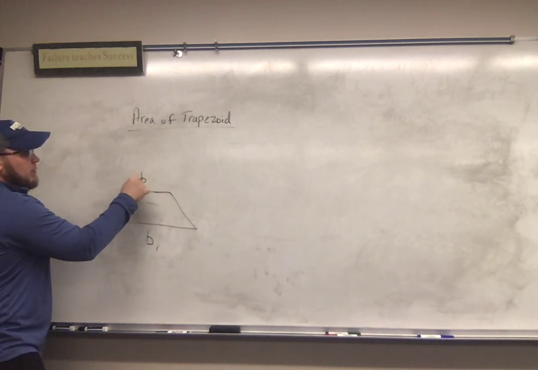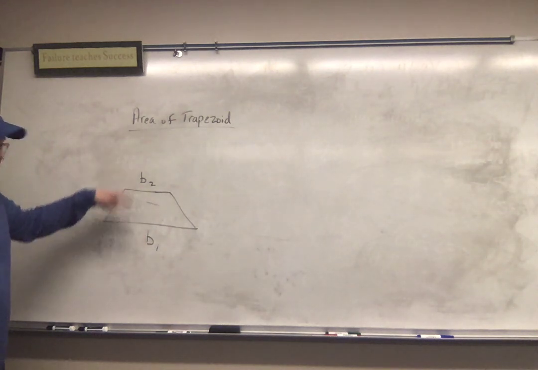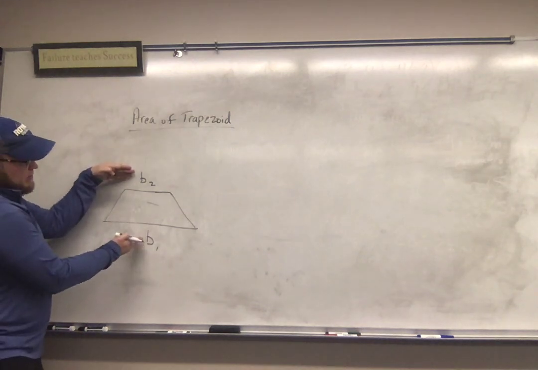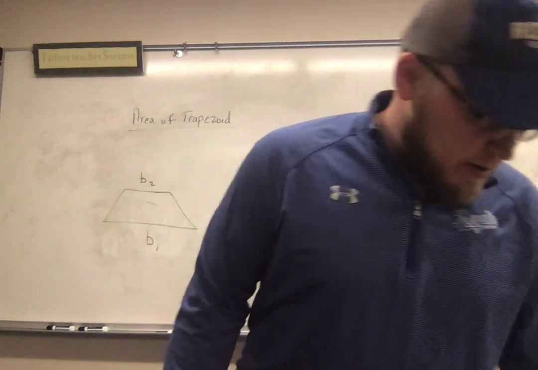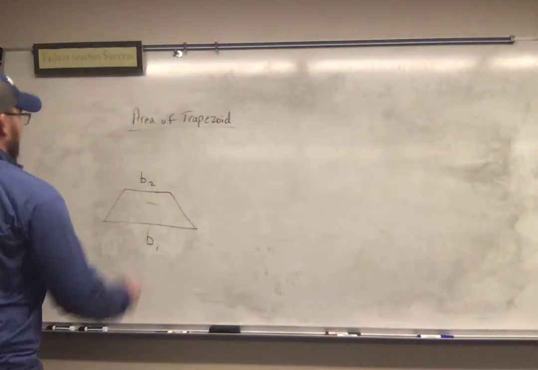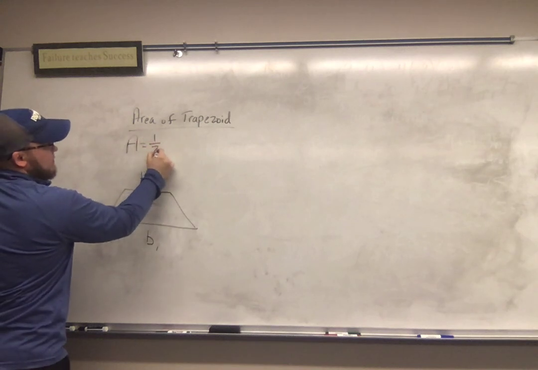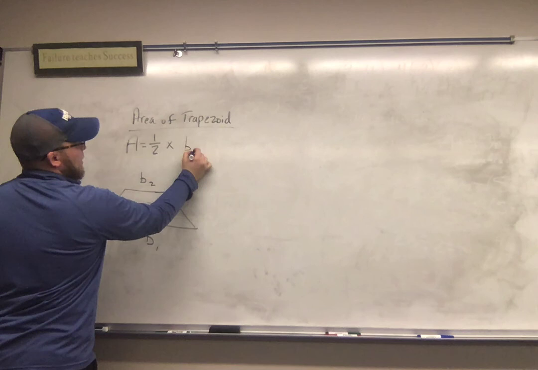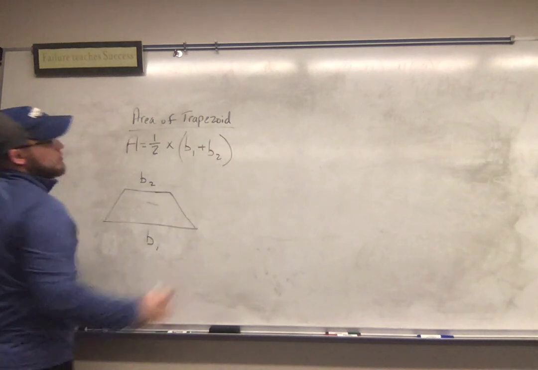And then the top part is going to be base 2. If you want to consider this base 2 and this base 1, it doesn't matter. These are the bases right here, top and bottom. So that's the part, as you see in parentheses there, that's the part you need to add first. So when I write this, I'm going to write the area equals 1/2 times B1 plus B2. So do that part first always.